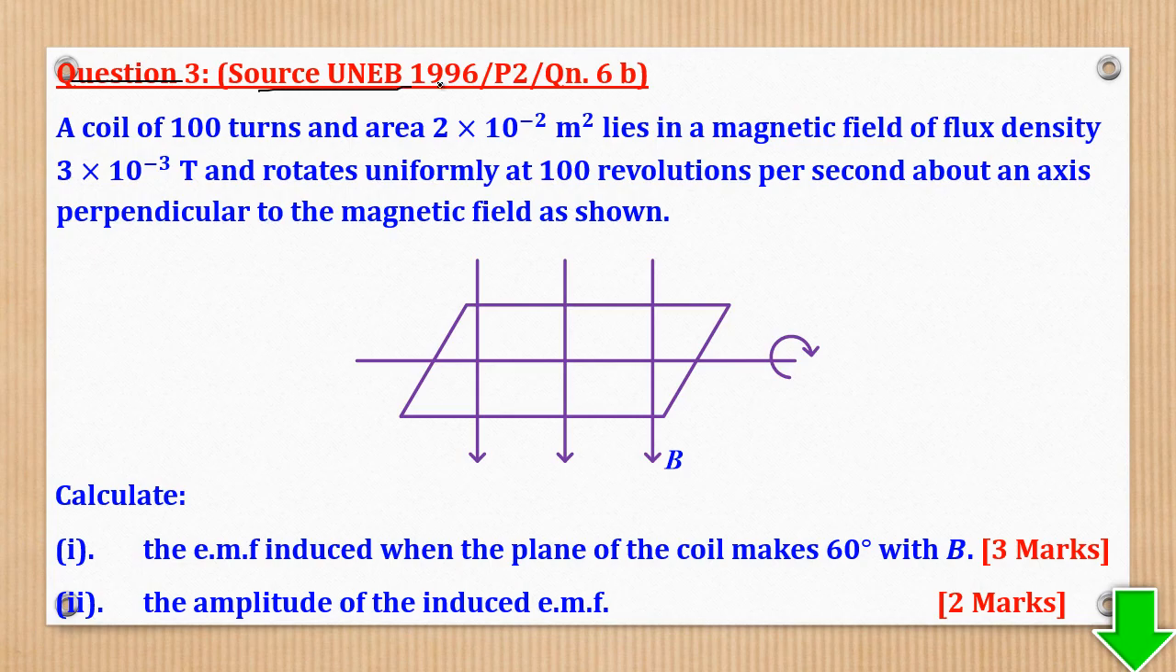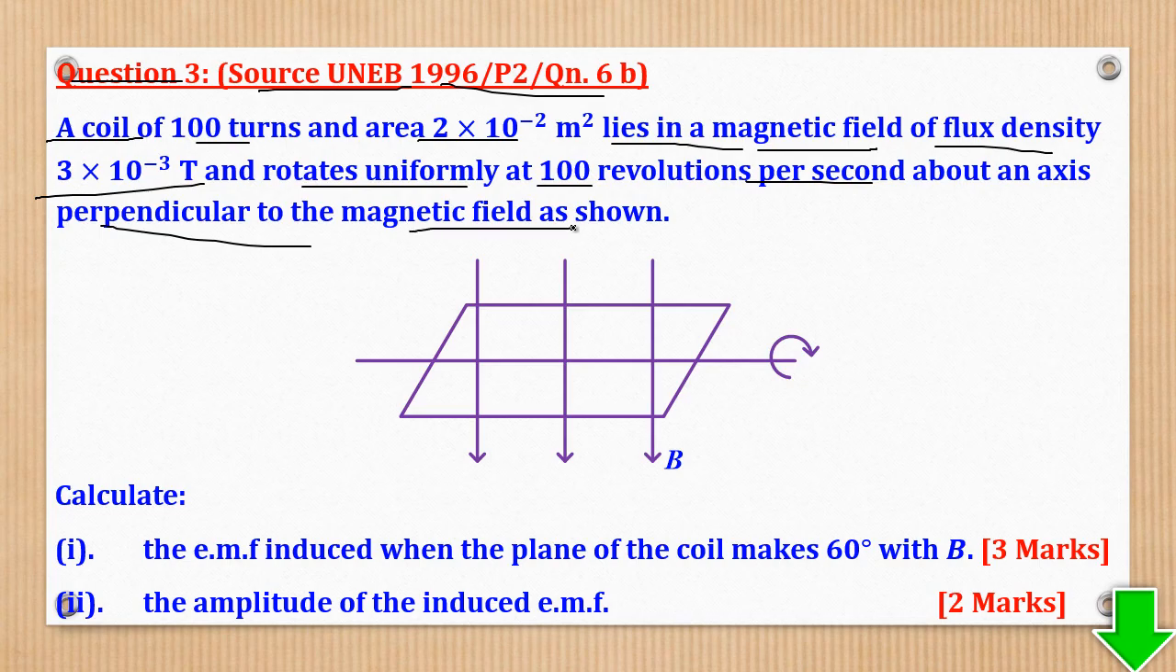Question 3 came from UACE 1996 paper 2 question 6b and says a coil of 100 turns and area 2 × 10^-2 meters squared lies in a magnetic field of flux density 3 × 10^-3 Tesla and rotates uniformly at 100 revolutions per second about an axis perpendicular to the magnetic field. Calculate (i) the EMF induced when the plane of the coil makes an angle of 60 degrees with B.